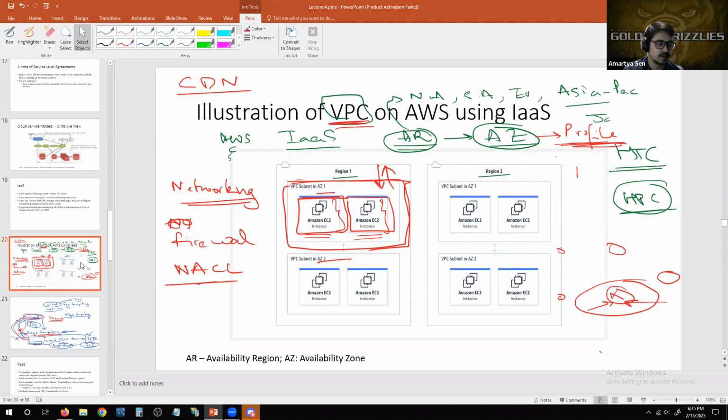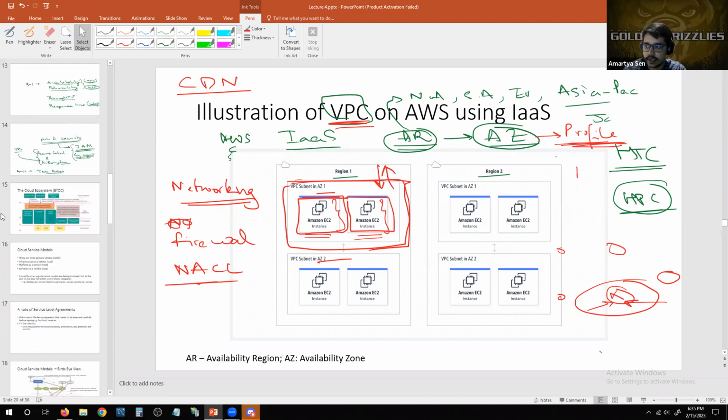And software as a service, there is nothing much to talk about. You just go to the browser interface and subscribe for the software, right? So I'm not going to talk much about SaaS itself, right?